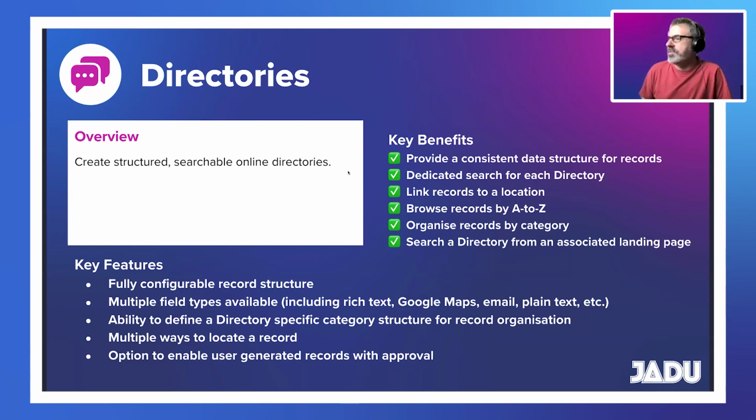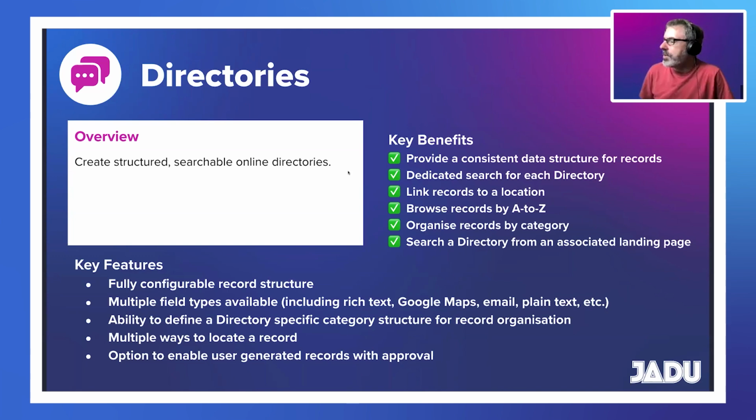One thing you can do with directories is, as part of the default directory functionality, enable user submission of records. For example, if you had something like a local business directory, you could open that up so local businesses can submit their data directly to the directory and manage that themselves via their account page. You have approval, so when a business submits a record or updates it, you have to approve those changes. But it means that you don't have to be responsible for managing that content.